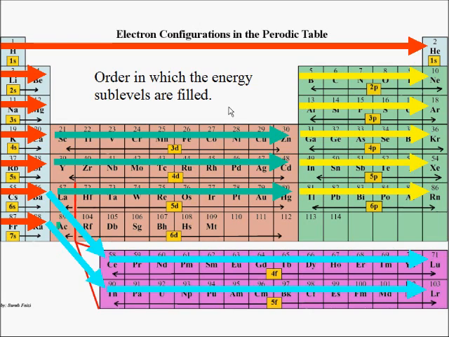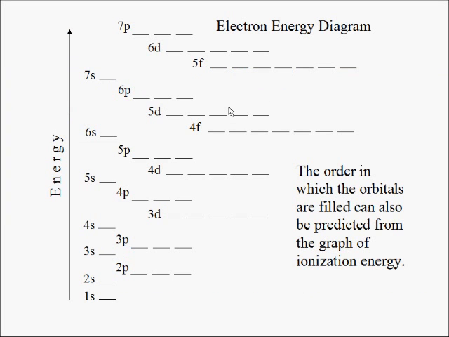So again, you see how this thing works. We start with a 1s, 2s, 2p, 3s, 3p, then the 4s, then the 3d. All this is doing is just following the periodic table from left to right, top to bottom. And it matches the energy diagram as we go ever higher in energies.